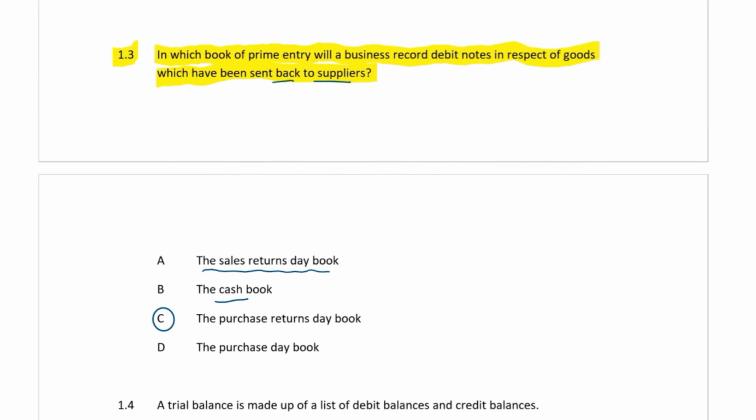Remember, notice that we have sent back to the supplier what we bought from them, and so we purchased, then we return. And that is how come it is the purchase returns day book.